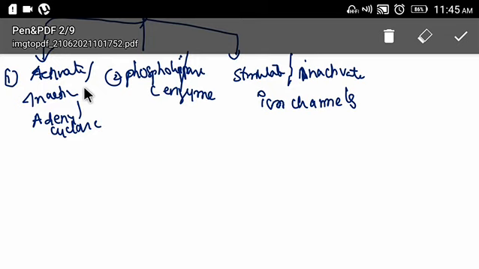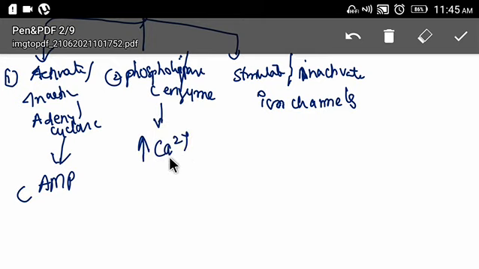What is the consequence of activation or inactivation of adenyl cyclase? After this activation or inactivation, there is a change in the concentration of cyclic AMP. What happens if the phospholipase C enzyme is activated? It results in an increase of calcium concentration inside the cell. And this is about G protein coupled receptors.